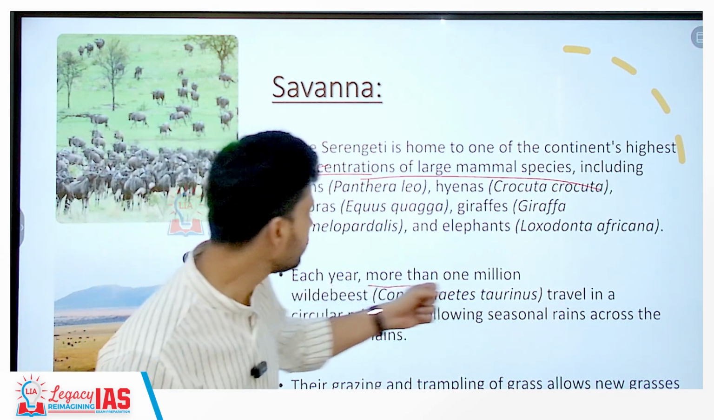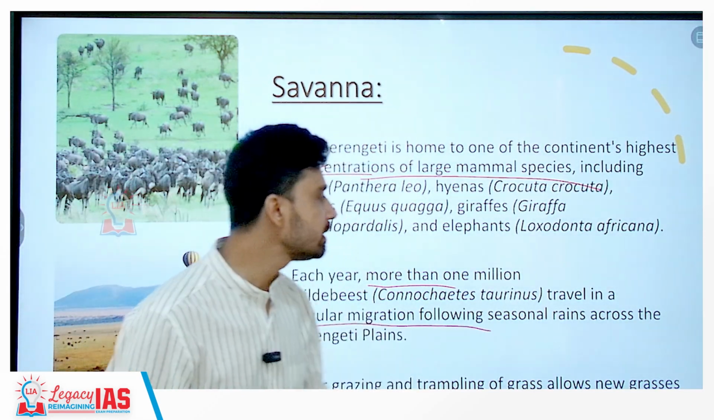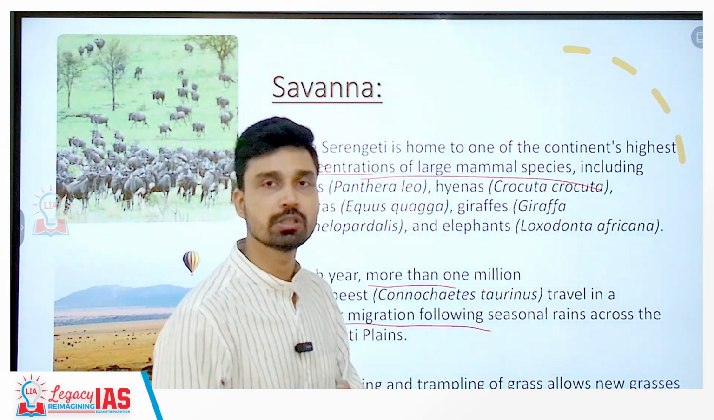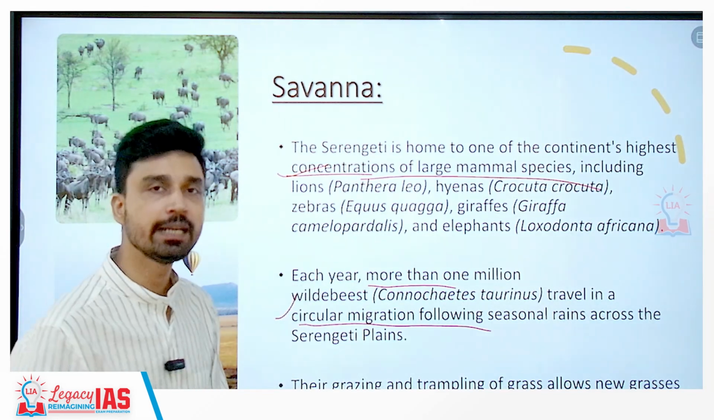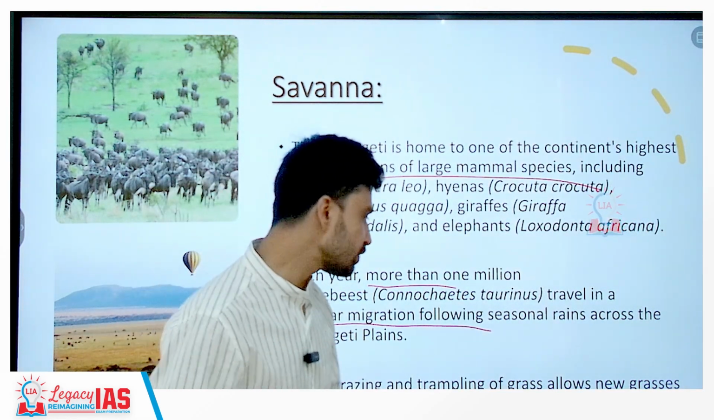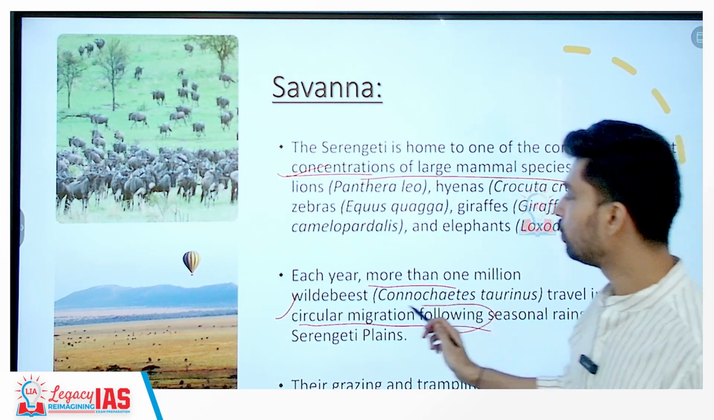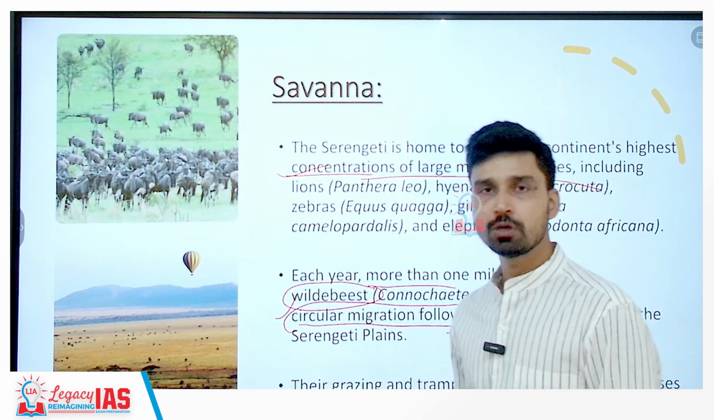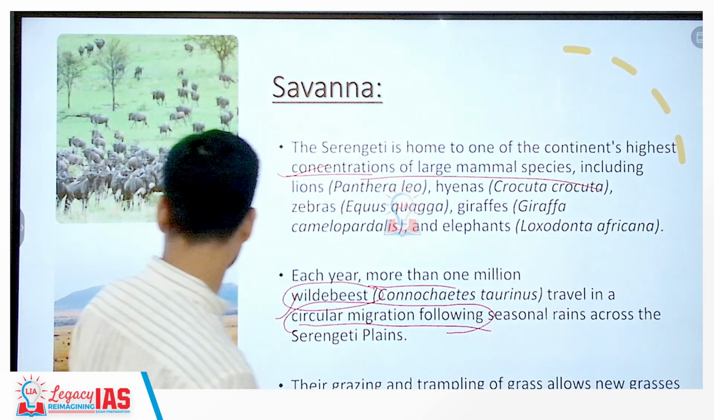Apart from that, more than 1 million wildebeest travel in a circular migration following seasonal rains across the Serengeti plain, which is again one of the most popular tourist attractions in the Serengeti National Park. Their grazing and trampling of grass allows new grasses to grow, while their waste helps fertilize the soil. So in one way, the circular migration carried out by the wildebeest is also responsible for regeneration of the savanna grassland.